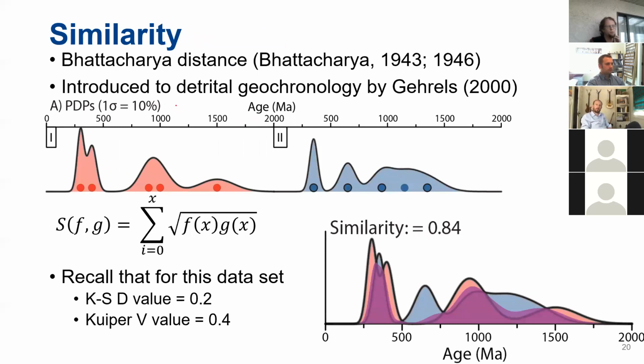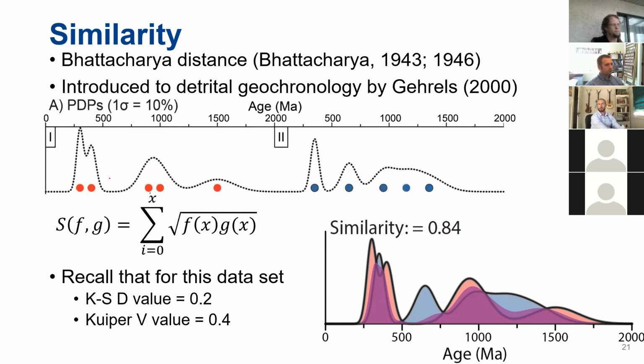So our first metric based on KDEs or PDPs is called similarity. It's also known in the statistical world as the Bhattacharya distance, developed by an Indian statistician, Bhattacharya, back in the 40s. It was introduced to geochronology by Gehrels in 2000 in one of his seminal papers on geochronology.